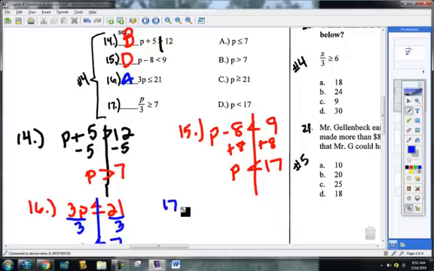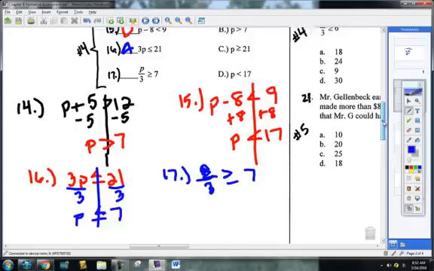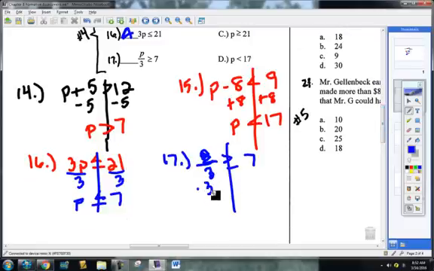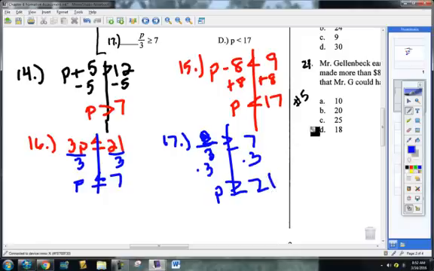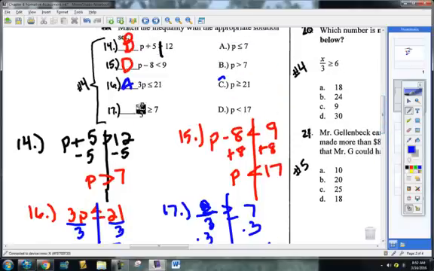And then number 17, we got P over 3 greater than or equal to 7. We draw our line, multiply 3 to both sides. We learn that P is greater than or equal to 7. Okay, and that is going to be, what, letter? It's 21. Jeez, my goodness, I'm off my game today. All right, here we go. 21, C, there we go.